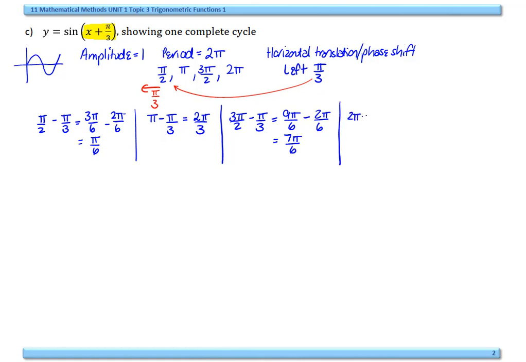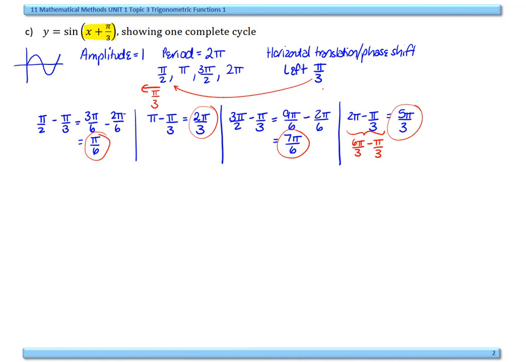And then our 2 pi minus pi on 3 is going to be 5 pi on 3. You can't see this, do it the long way. 6 pi on 3 minus pi on 3. Okay, so now we have our points that are going to go on our x-axis, and they're going to help us be able to do that translation.